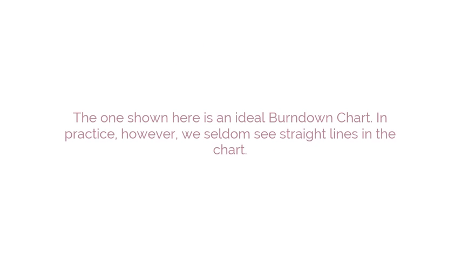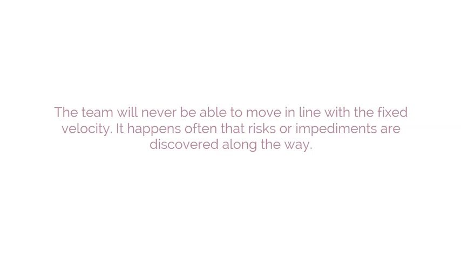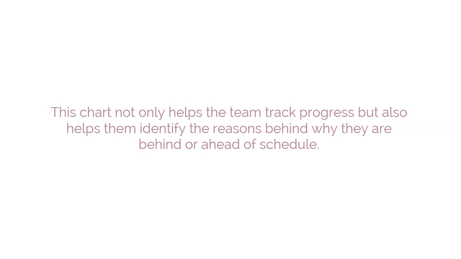In practice, however, we seldom see straight lines in the chart. The team will never be able to move in a line with the fixed velocity. It happens often that risk or impediments are discovered along the way. This chart not only helps the team track progress, but also helps them identify the reasons behind why they are behind or ahead of the schedule.